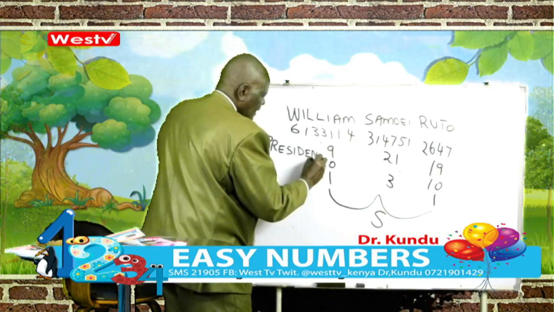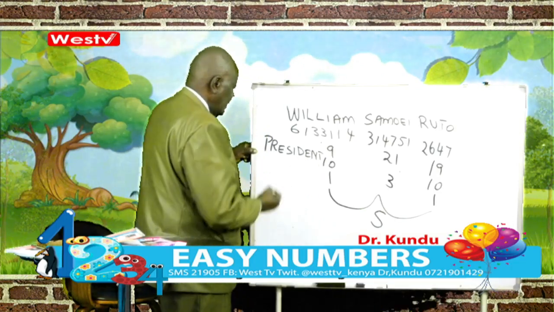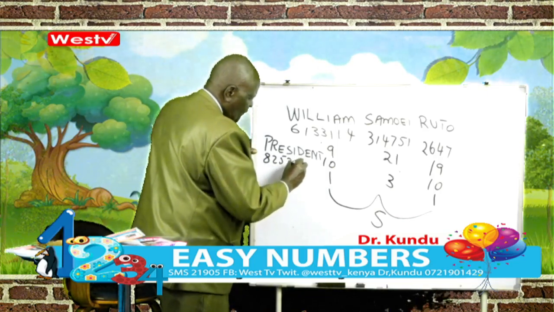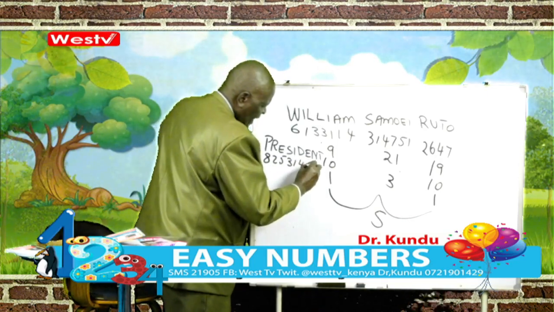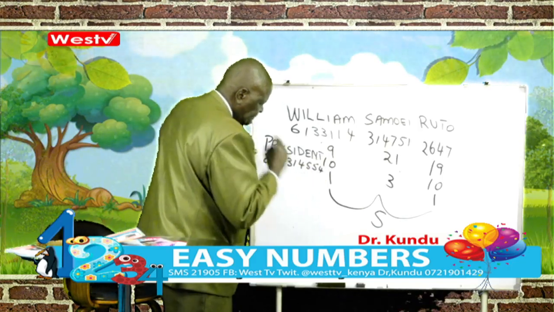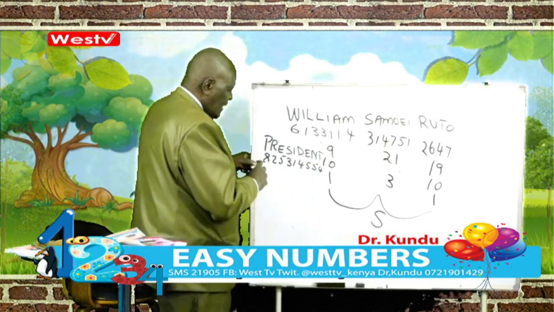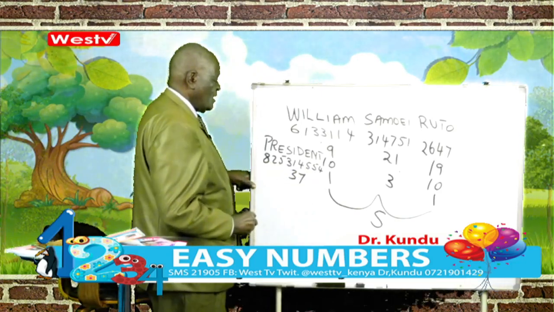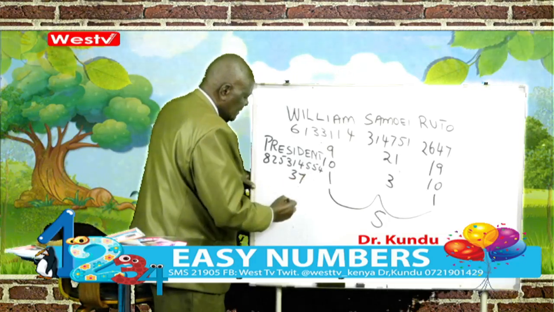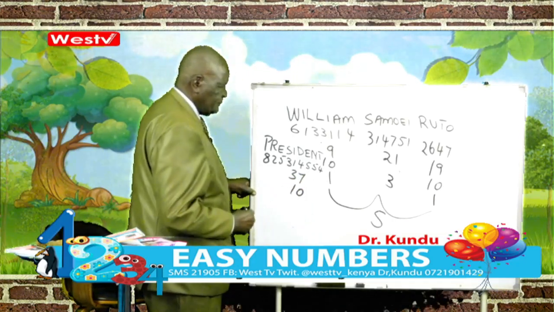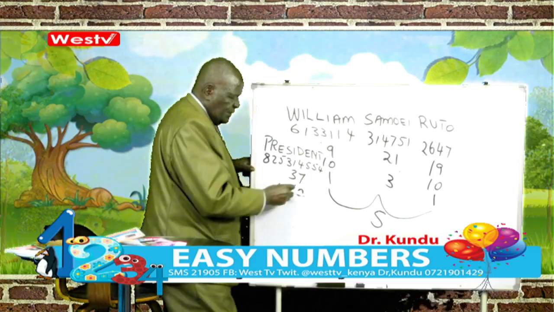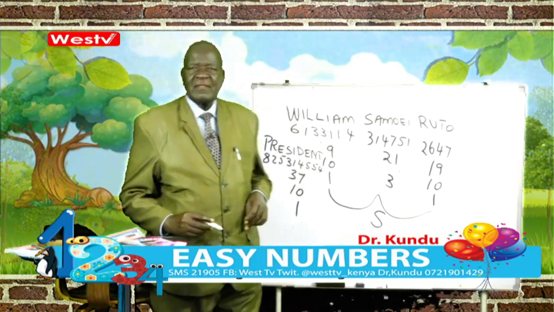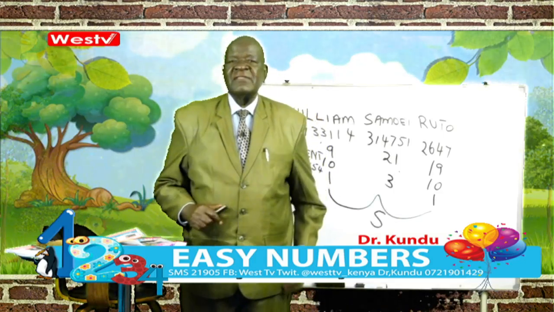Can you kindly calculate the word president? It is 8, 2, 5, 3, 1, 4, 5, 5, 4. Now when you add all this, it ends up to 37. And when you add 3 plus 7, it ends up to 10. And when you add 1 plus 0, it ends up to 1. Man number 1 in the country.